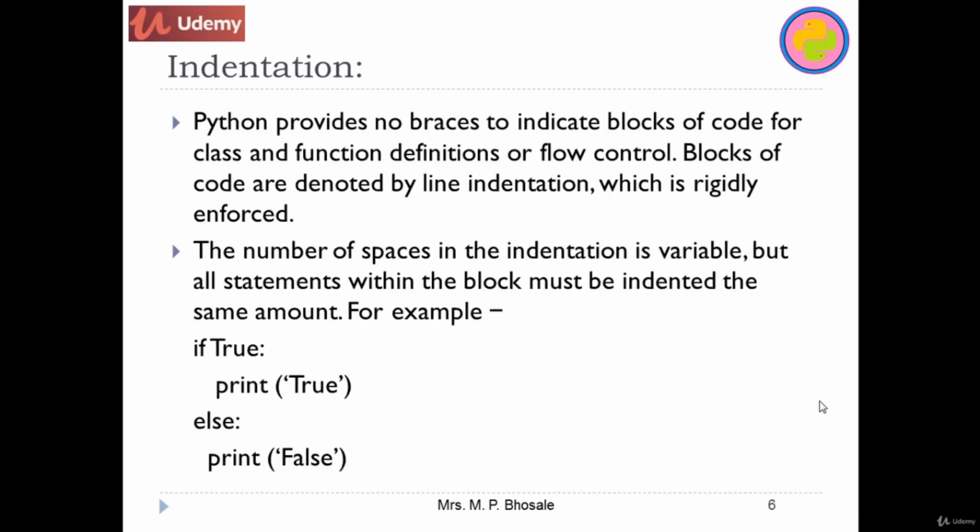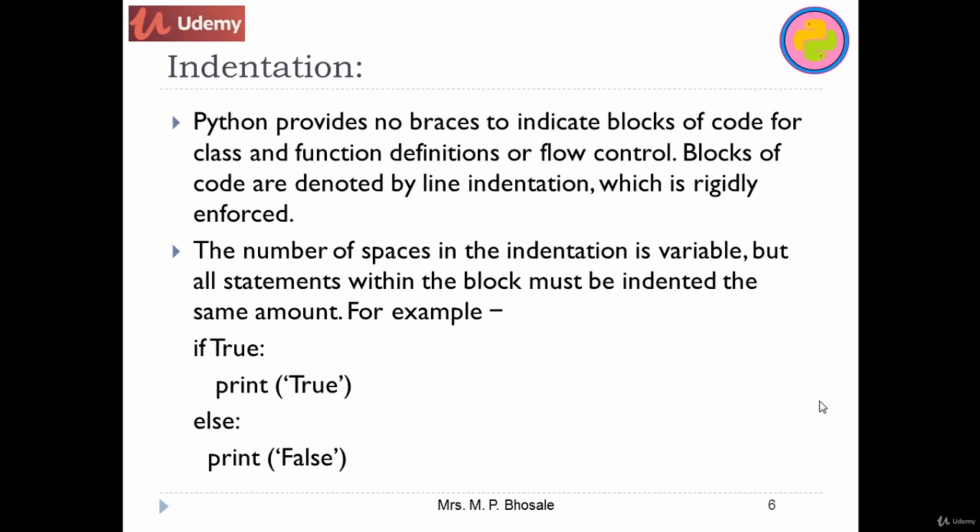Then is the indentation. As I told you, Python provides no braces to indicate blocks of code. There we have to use indentation. So indentation means it is the alignment of the specific line. For example, in this example you can see, if true, on the next line the print starts with some indentation, and again else goes back.